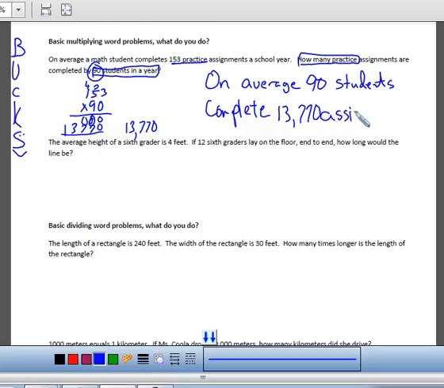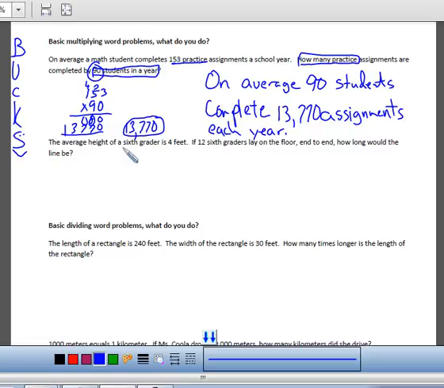Now, since I put my answer in a complete sentence, the label is basically part of the sentence. The label is assignments, so I don't need it next to my answer that I got when I multiplied, although some people like to do that too. That's fine.